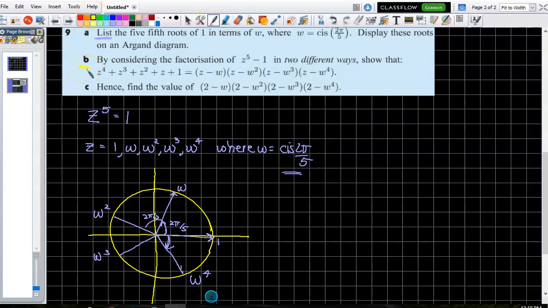B, by considering the factorization of z^5 take 1 in 2 different ways, show that that is that. Okay, factorization, 2 different ways. How do we normally factorize or work out how we can factorize polynomials?